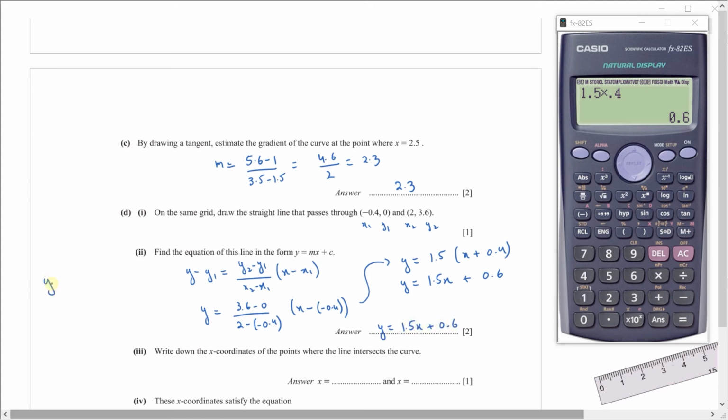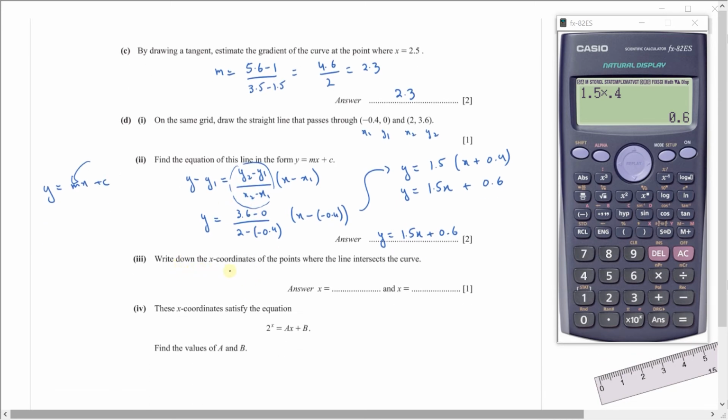You can also use y equals mx plus c. You can first find the gradient like I did here. Substitute it in this equation, the gradient here. And then you can find the value of c by using any pair of coordinates. Substitute 0 and -0.4 in y and x here to calculate c. Then you can find the equation. You will get the same answer. So I just did it directly in one go.